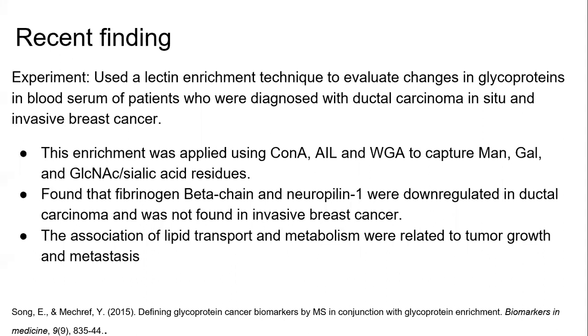So a recent finding I found, the experiment was they used a lectin enrichment technique to evaluate changes in glycoproteins in the blood serum of patients who were diagnosed with ductal carcinoma in situ and invasive breast cancer. So this enrichment was applied using ConA, AAL, and WGA to capture Man, Gal, and Glc, NAc-sialic acid residues. So using this, they found that fibrinogen beta chain and neuropilin 1 were downregulated in ductal carcinoma and was not found in the invasive breast cancer. So the association of lipid transport and metabolism were related to tumor growth and metastasis.